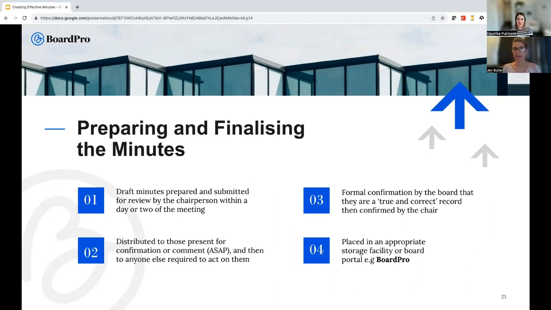I think for preparing and finalising the minutes, we've really talked a lot about that. But the process should be that once the meeting's finished, I'm sure that you have similar sort of timeframes, Danica. I like to get a copy of the draft minutes to the chair of the meeting within 48 hours, usually within 24, but within 48 hours. And that means that the chair can actually review it while it's still fresh in their head as well.